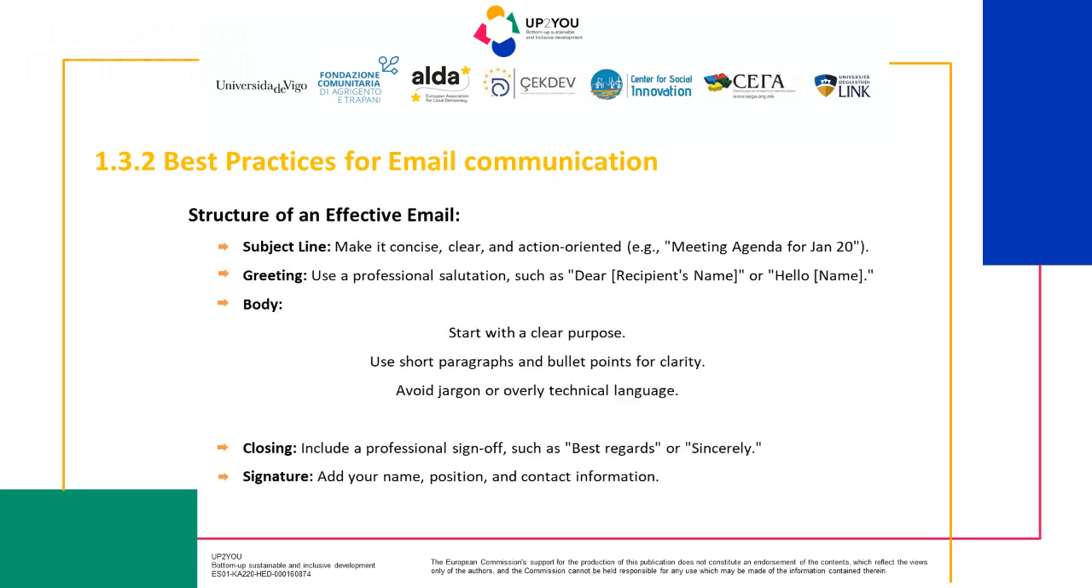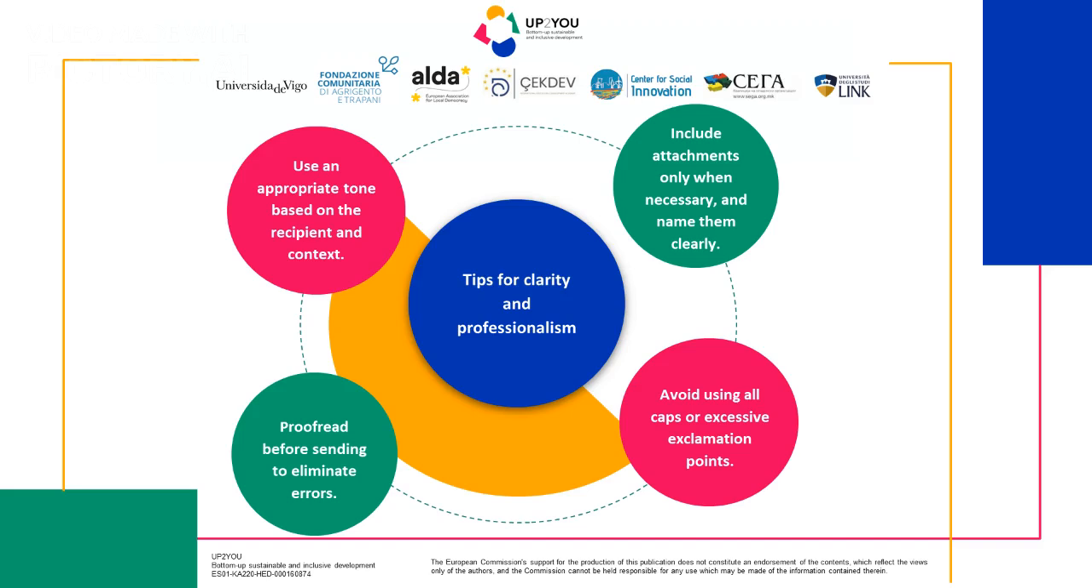An effective email should have a concise subject line, a professional salutation, a clear purpose in the body, and a proper closing. Avoid jargon and overly technical language to ensure clarity. Use an appropriate tone based on the recipient and context. Include attachments only when necessary and name them clearly. Proofread before sending to eliminate errors and avoid using all caps or excessive exclamation points.